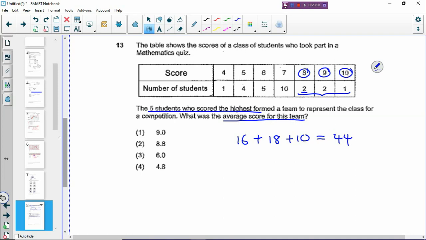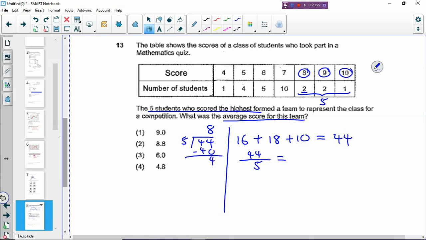I think it's 44. And how many students are there altogether? There is a total of 5 students, right? So to get the average, you must always take the total score and divide by how many students, which is 5. And there's no calculator, so you will need to know how to divide to get a decimal answer. So you divide by 5, so you have 8 times 5 is 40, and there's a remainder 4.